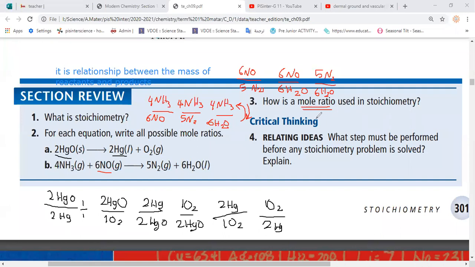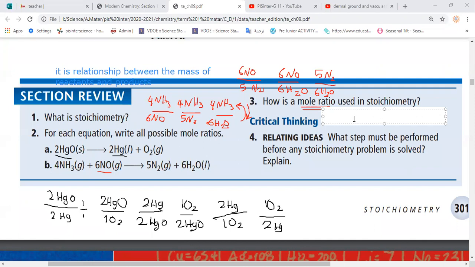Sorry, I thought I had opened the mic. Okay, so a mole ratio is used in stoichiometry as a convenient amount in moles. I can't hear you, Salah. It's used in stoichiometry to what?